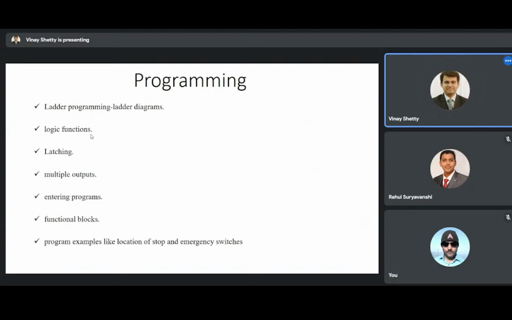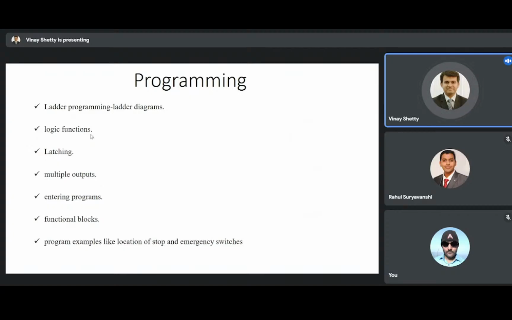Then latching. Latching means you will have to hold on the input even after you put off the push button. I mean to say, not the power supply. Put off the push button. Okay. So that is a method of latching. We will be elaborately studying that when you join the course. Then you have multiple output concepts. Then how to enter the program into the PLC. Then functional blocks. We are going to study about the functional blocks. FBD, we call it functional block diagrams.